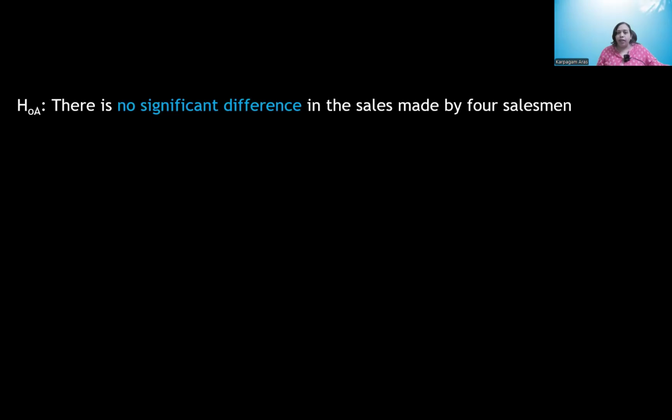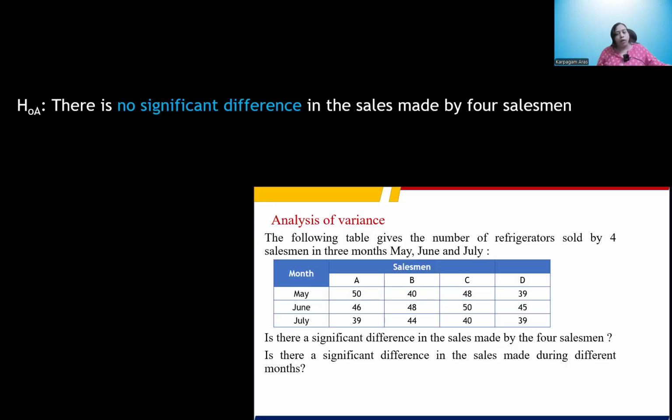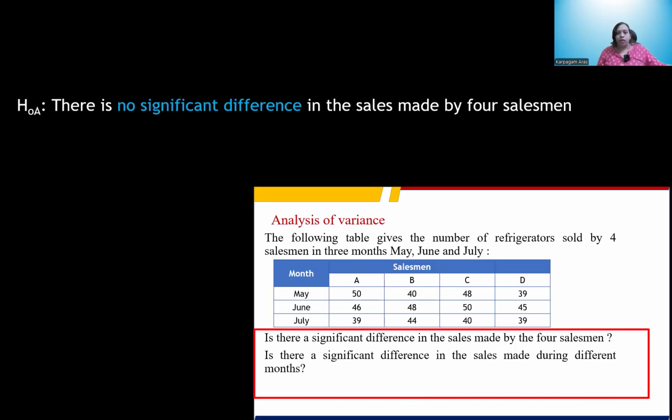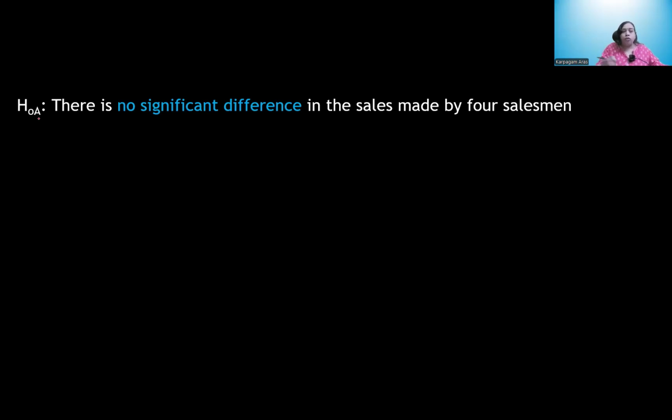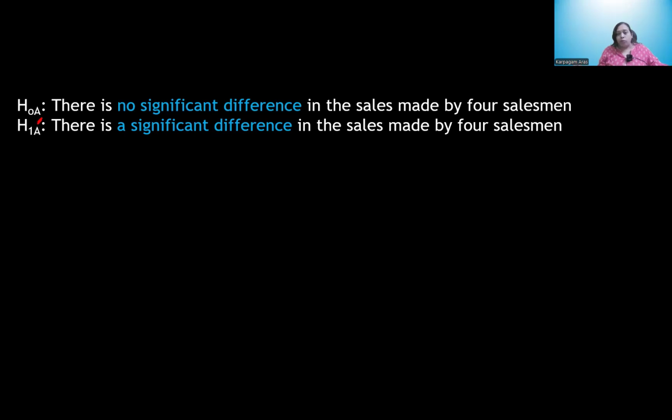Let me set the hypothesis for this problem first. Here we have two hypotheses. For every hypothesis, we have to set a null and an alternate. I'm denoting the first hypothesis to be A. So we say all the four salesmen perform equally. Alternatively, they do not perform the same.